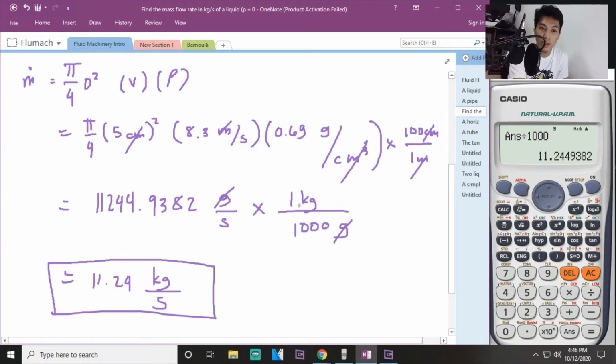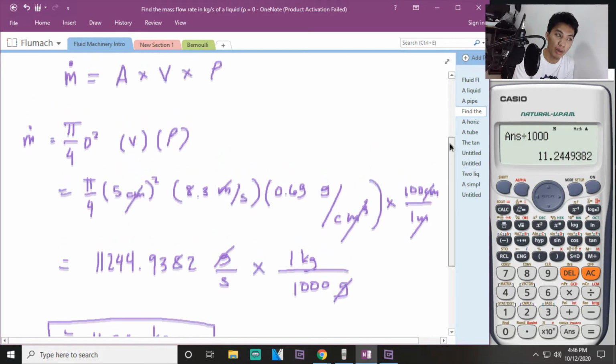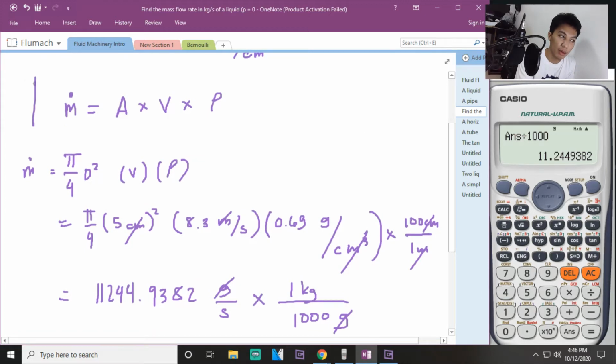Okay, so nakatatlo na agad tayo. Di ba madali lang pag fluid flow? Alamin mo lang yung formula tapos yung formula ng Q.